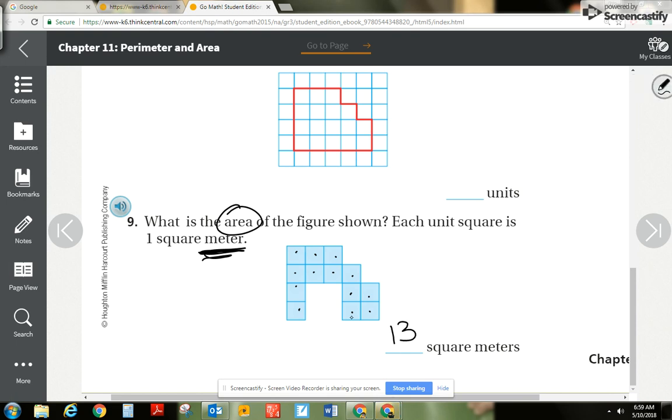It's very important that you show how you are counting, because you don't want to count a square twice. There's a couple of different ways to count, but you need to make sure that you're doing it in a logical way and that you're marking so you don't count something twice.